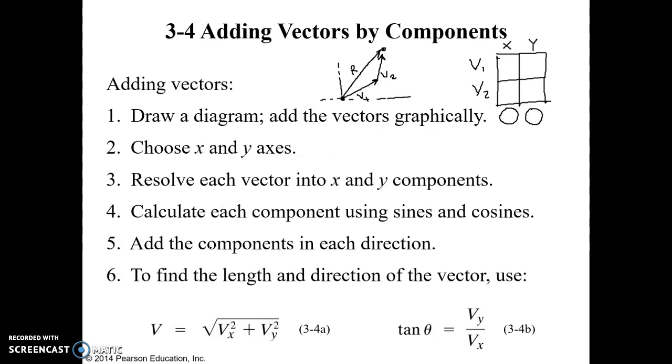So resolve them into x and y components, calculate each component using sines and cosines, add the components in each direction. That's where we get these two sums. And then step 6, find the length and direction of the vector. And we can do that by using Pythagorean theorem to find the magnitude. V equals the square root of vx squared plus vy squared. And we can find the direction using tangent of theta.